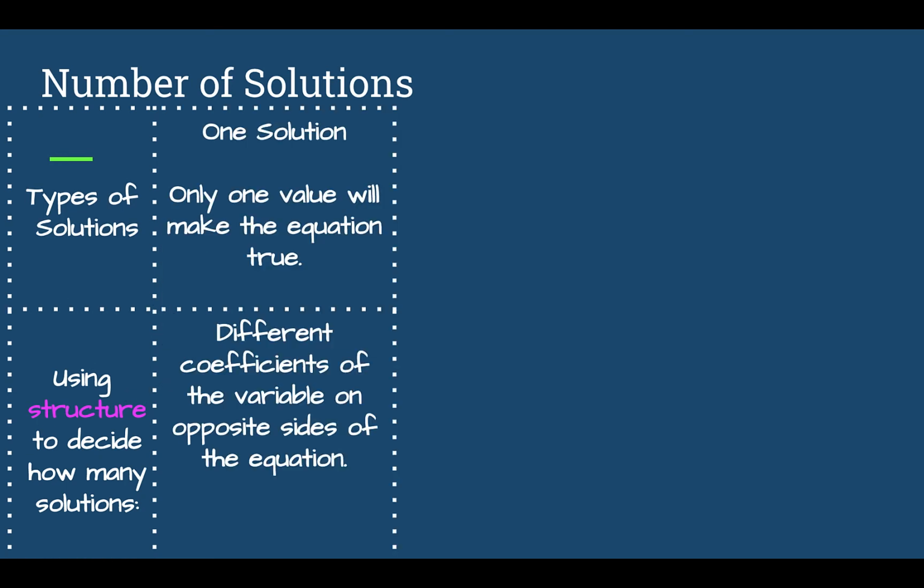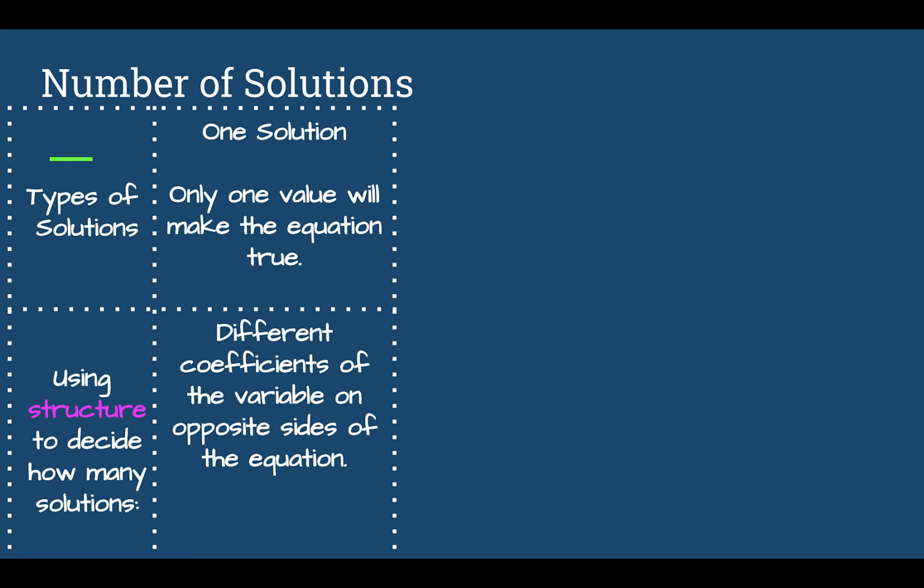So our first type of solution, we could have one solution. This is so only one value of the equation is true. This is the type that you are used to. You come up with your answer of like x equals 9 or x equals -3. There's one answer that makes everything true.